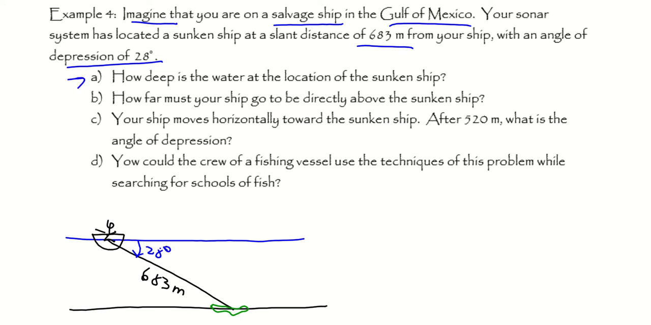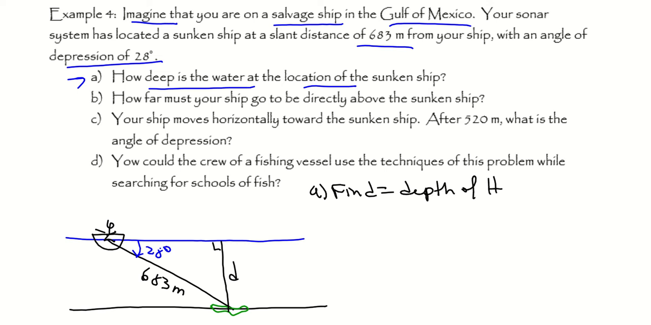So our first job in A is to find the depth of the water at the location of the sunken ship. That would be the perpendicular distance from the water level to that sunken ship, and we'll call that D. So for A, we need to find D, which is the depth of the water at the sunken ship. So we see a right triangle here, and we have our angle, and we have the hypotenuse, and we are trying to find the side opposite.